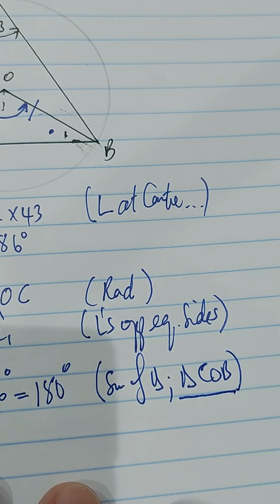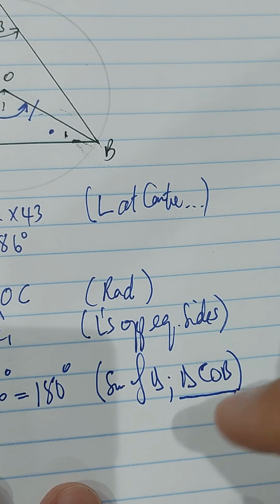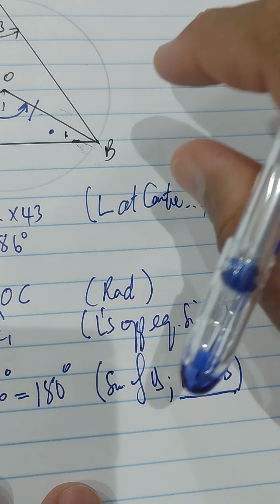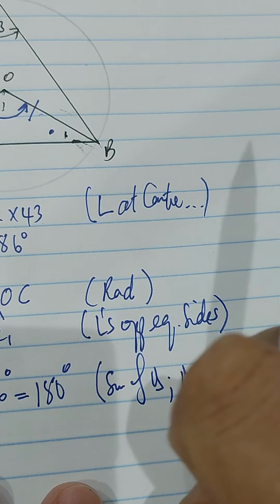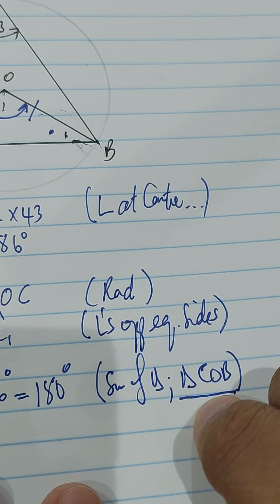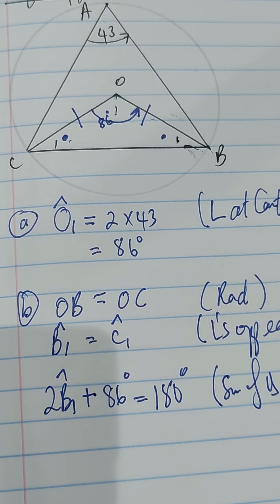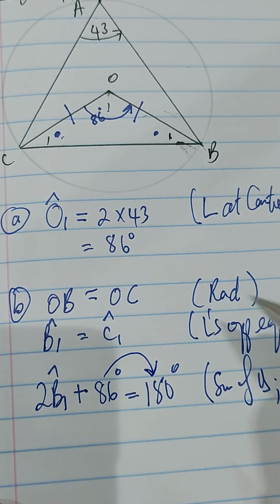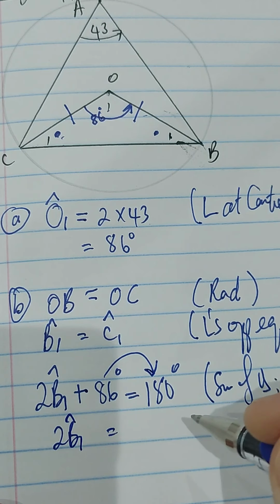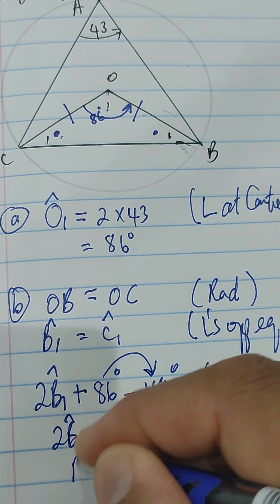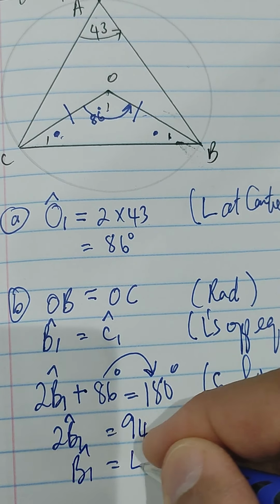This part here does not have to be said. But the reason why I say it is that if there's more than one triangle in the diagram, and your examiner marks your script, and he's trying to make sense of the route you are following, then he can see exactly which triangle you are referring to. But if you leave that out, you won't lose any mark. So this now becomes an equation. Twice angle B1 is equal to 180 minus 86, which is 94. Divided by 2, it's simply going to be 47 degrees.